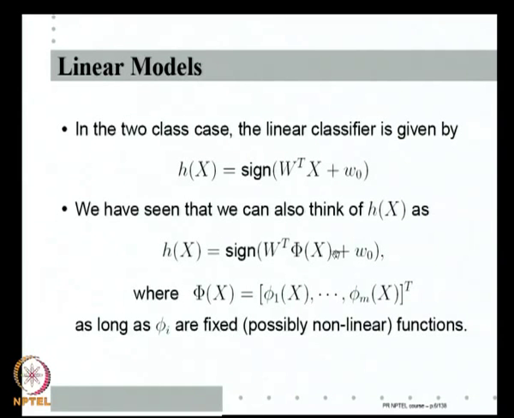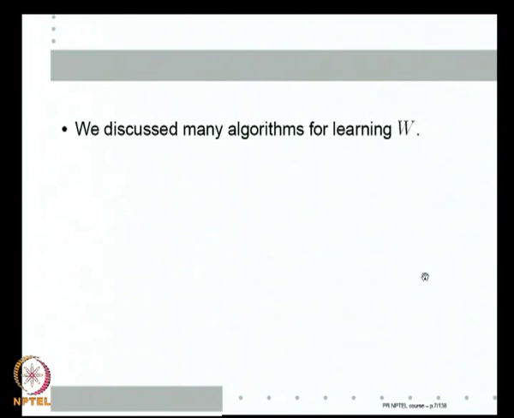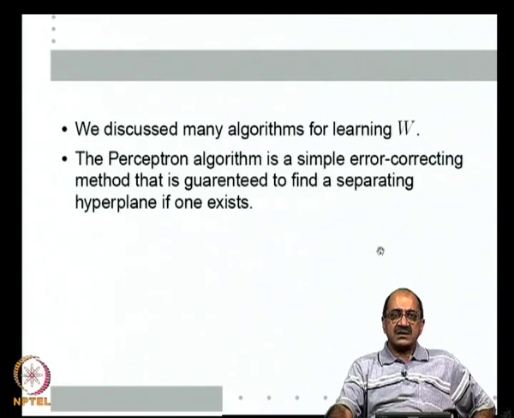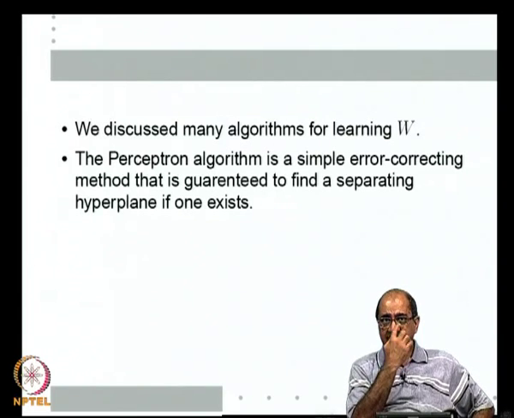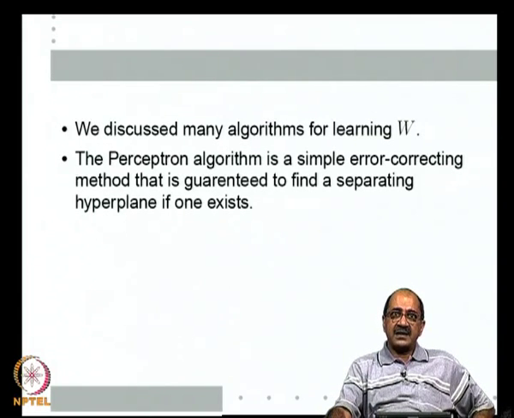For example, we have seen how we can think of the simple linear least squares method for learning any degree polynomial function. Okay. There are many algorithms for learning the W. The first and the simplest we considered is the perceptron algorithm, right? That is a simple error correcting type algorithm, and it guarantees to find a separating hyperplane if one exists. We are still discussing the two class case.